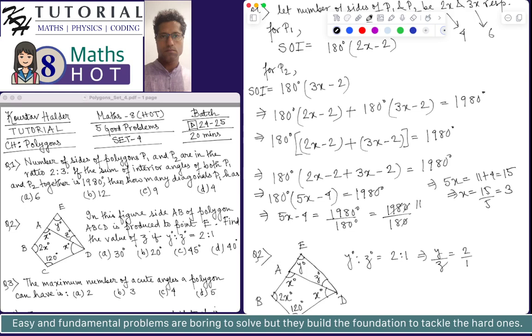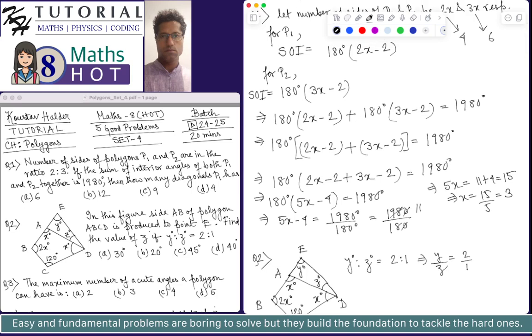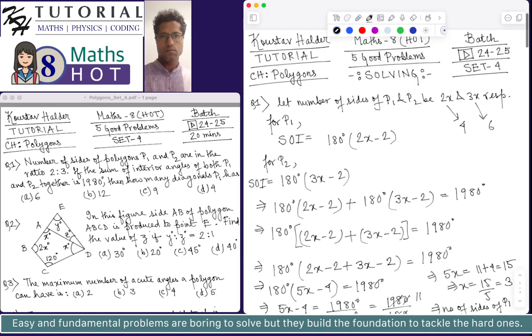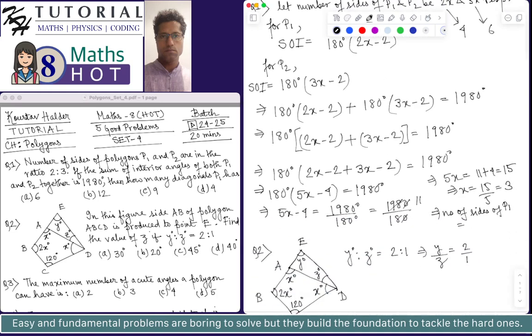So we have to find the number of diagonals of P1. So we need to find the number of sides of P1. So therefore we can say the number of sides of P1 is equal to, based on the assumption of the ratio, 2x. So 2x is equal to 2 into 3, which is equal to 6. Okay. Now there is no space left. Let me write the remaining solution over here. Okay, so the number of sides of P1 is coming out to be 6.